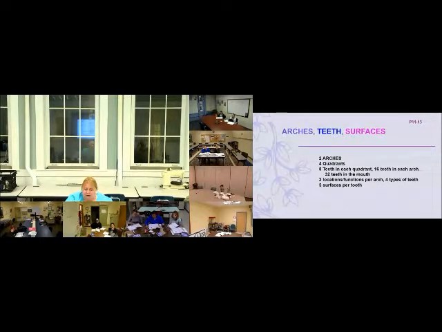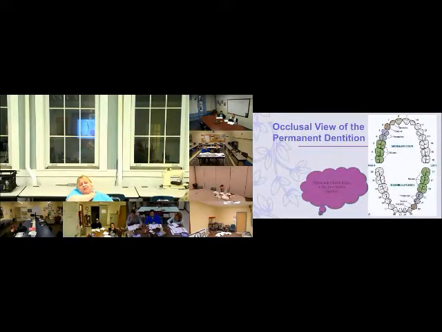So we are going to look at the teeth. There are 4 types of teeth in the permanent dentition. There are incisors, canines, premolars, and molars. And these 4 types of teeth all have different functions, and they have set locations in the jaw. So you have incisors, canines, premolars, and molars on the upper right side and on the upper left side. You have the same on the lower right side and the lower left.